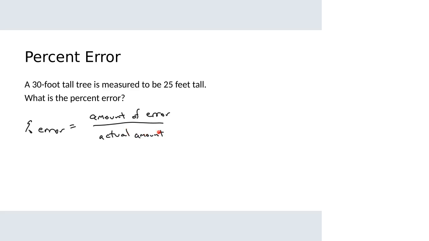How far off is it compared to what it really is? That's how we find percent error. And here in this one, well, it's 30 foot tall, but it's measured to be 25. So the difference between those, that's our amount of error. So the amount of error here is 5. And then on the bottom, it's the actual amount. Be really careful there. Make sure you put the actual amount, not the measured amount. So that's going to be the 30.